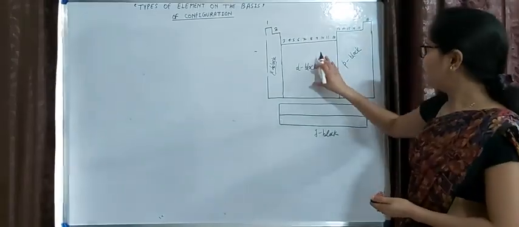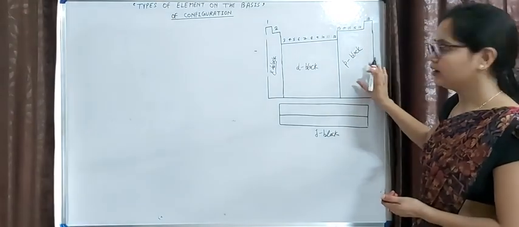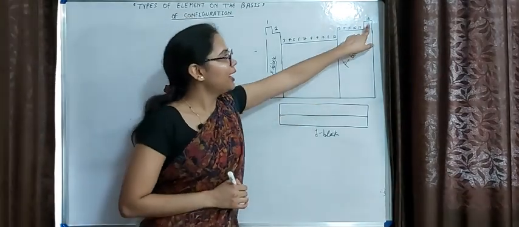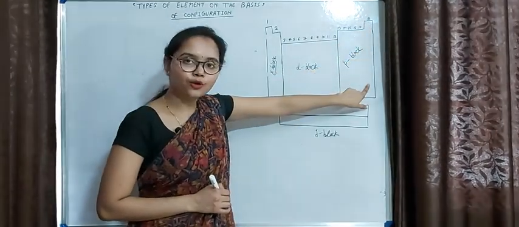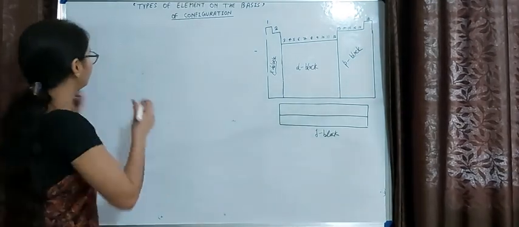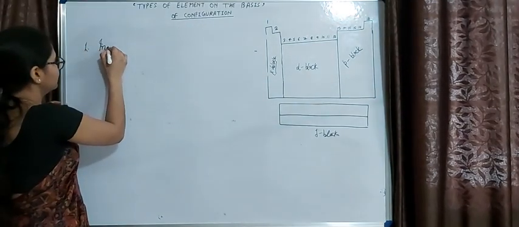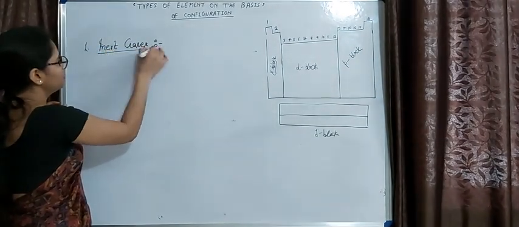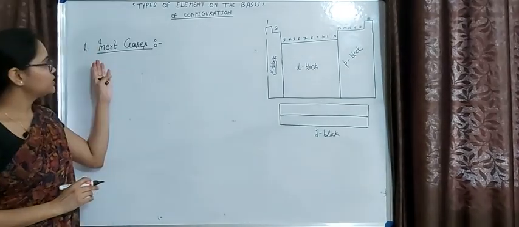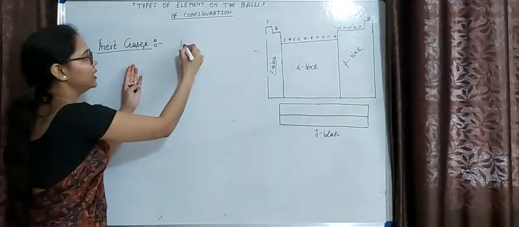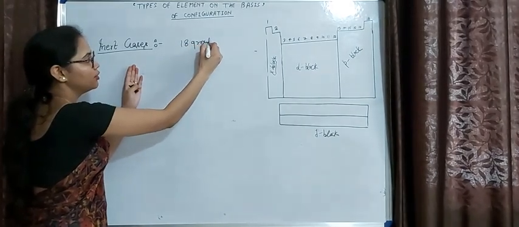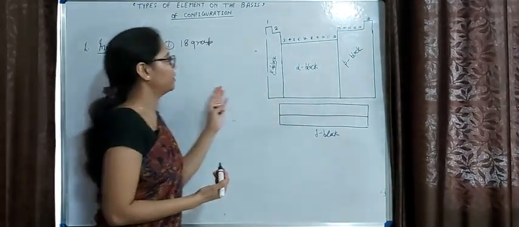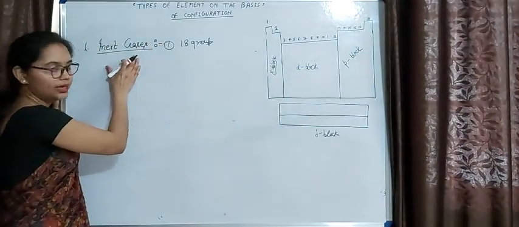So I will take the 18th group elements first. Out of the P block elements, I am taking the 18th group elements. All the elements present in this group are known as inert gases. So let's write it. First of all, we'll talk about the position. All the inert gases are present in group 18, which is situated at the extreme right in the periodic table. So this is about the position of inert gases.